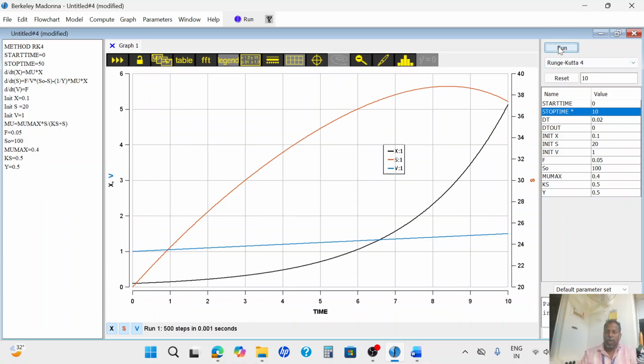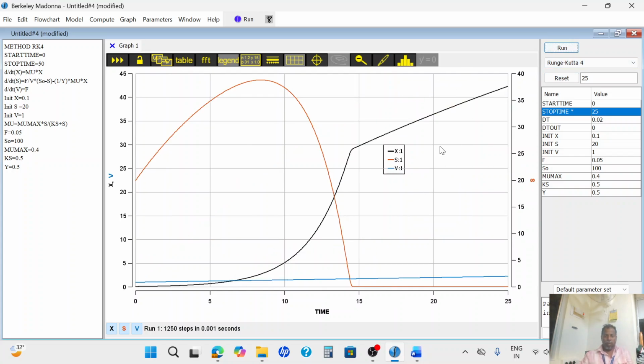So if you run it for 10 hours, what are the changes? Or 25 hours, 1 day. If you operate the fed batch reactor for 1 day, that will be good for complete substrate reduction and biomass formation, where the volume is not going to change drastically. It is going to be from 1 to around 2.5. So this is the way we need to check the simulation studies in a batch, fed batch, or continuous system.